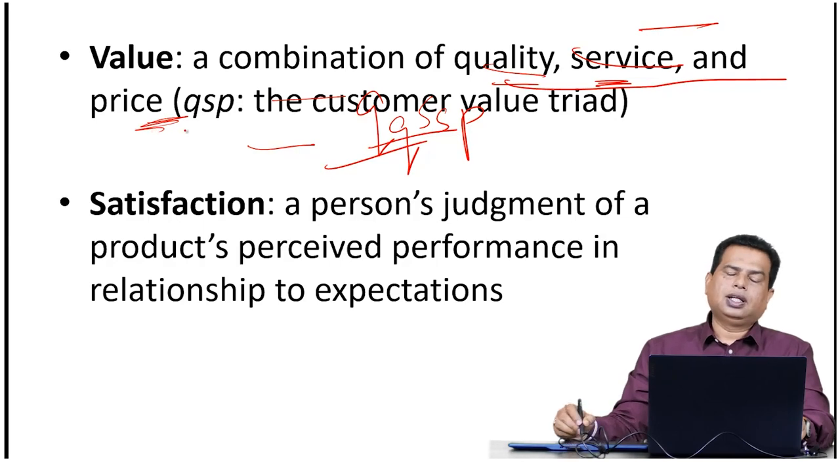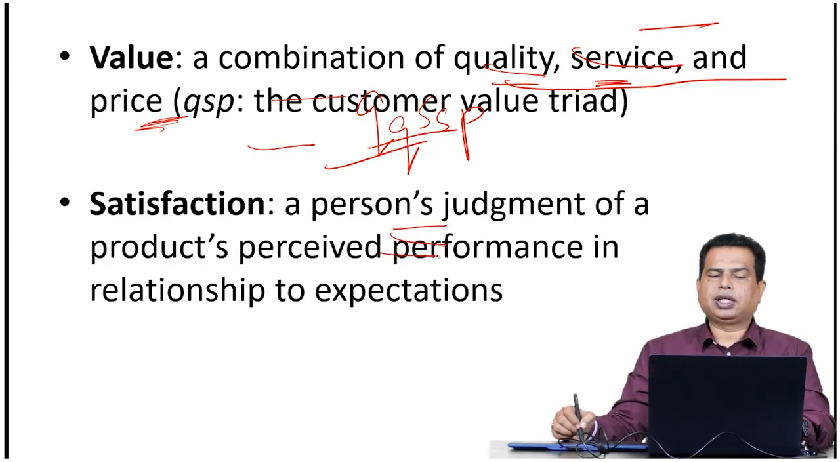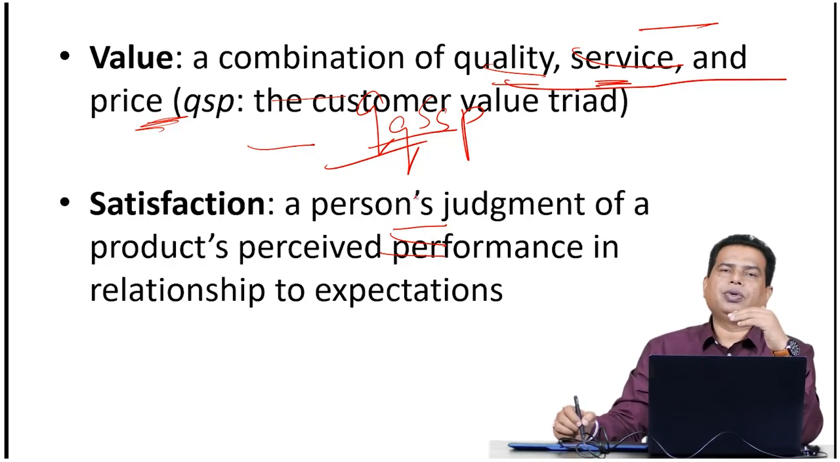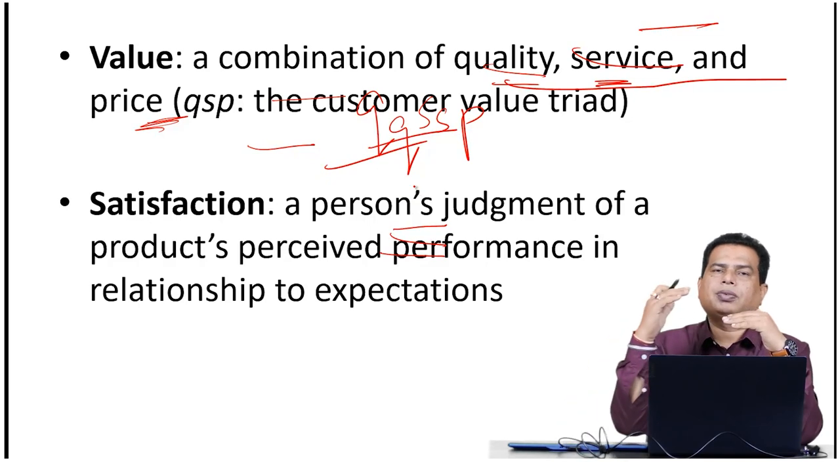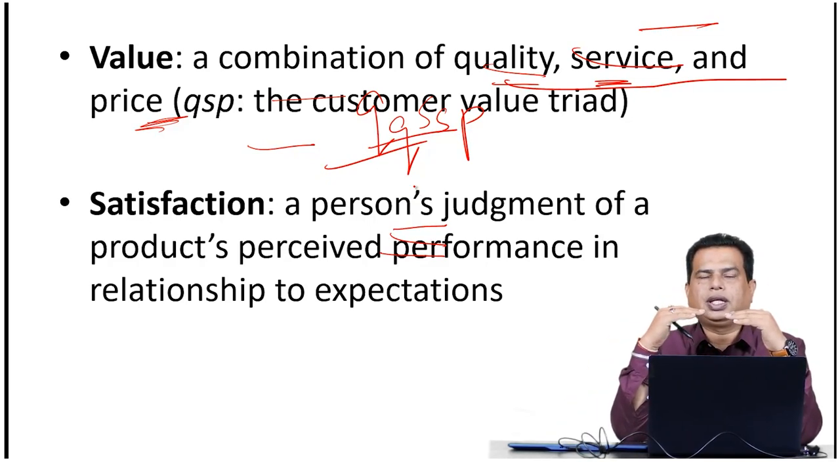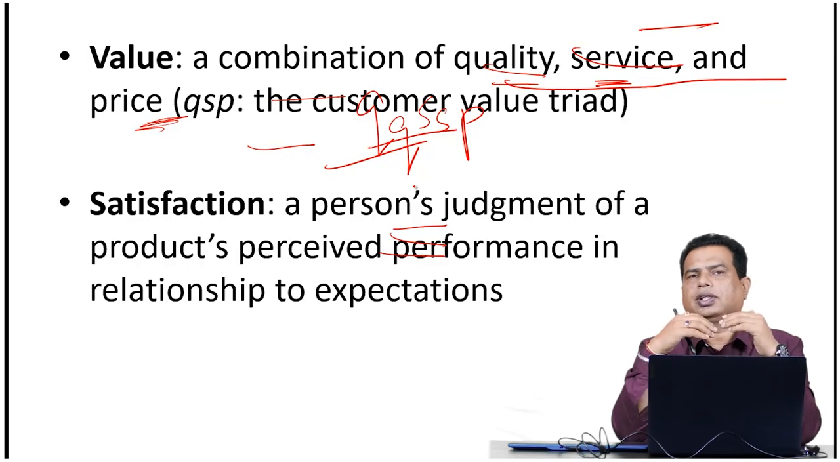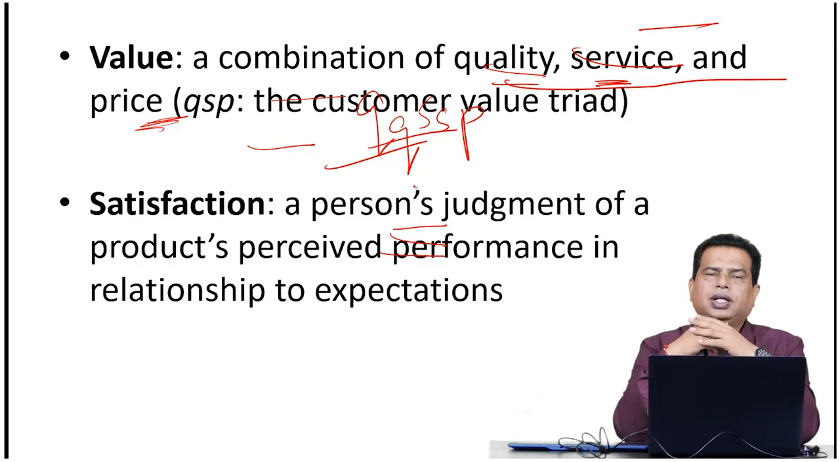Now, satisfaction is a person's judgment of a product's perceived performance in relationship to expectations. So there are customer expectations. What I expect from a marketer, and if the performance I receive matches those expectations, then I am satisfied. Expectation is what the customer expects from a product.